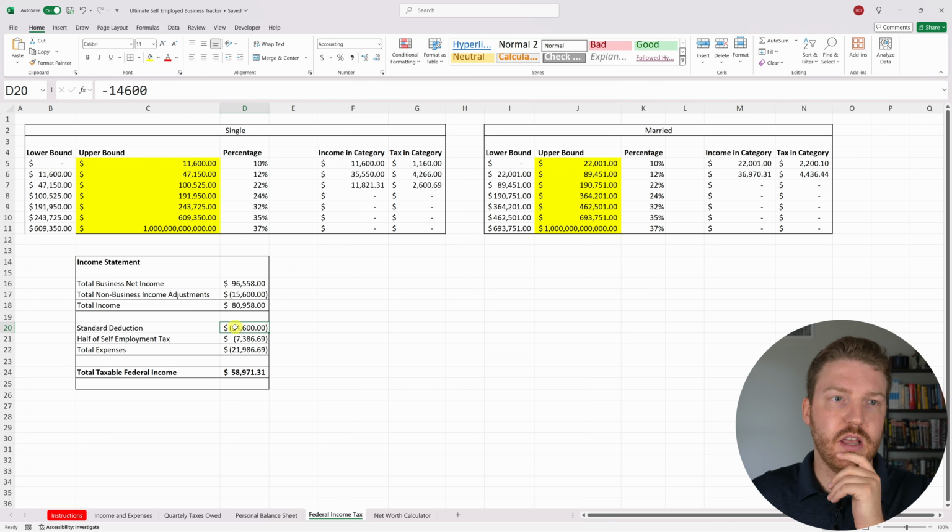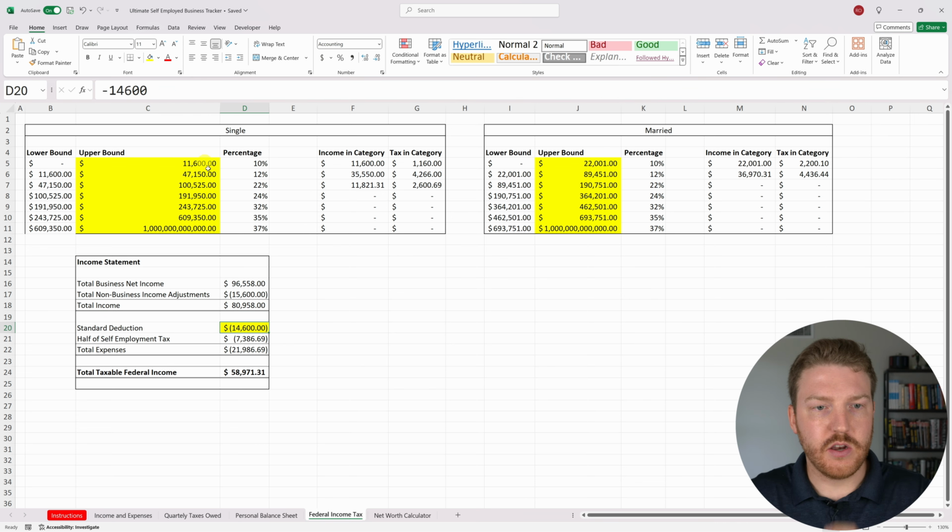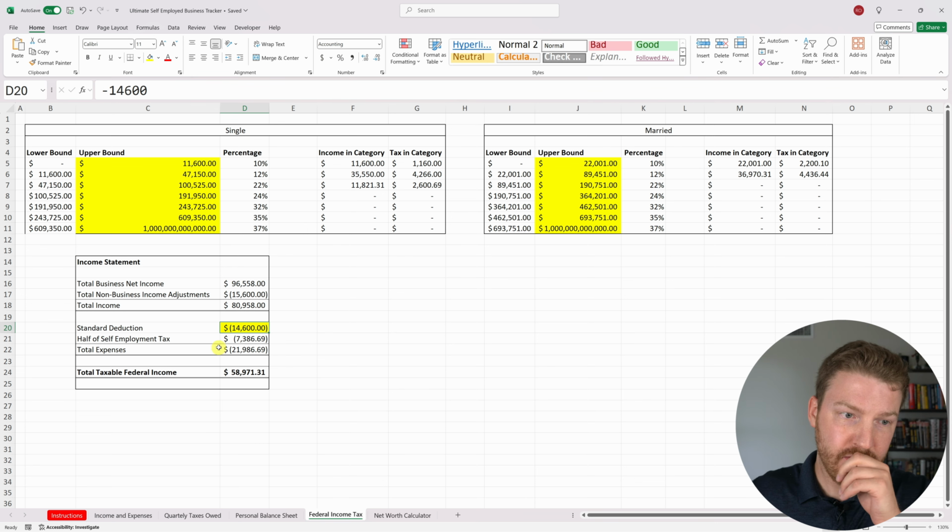Now we can apply a standard deduction. So this standard deduction, you might change based on the year too. So when you're going through this process, if you're not in 2024, you might want to go Google the current year you're in and do standard deduction for this year. So this is basically going to reduce your taxable income by this amount.